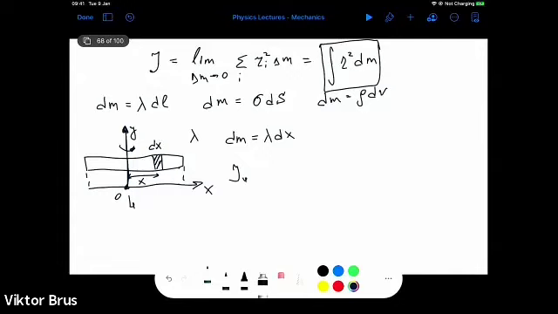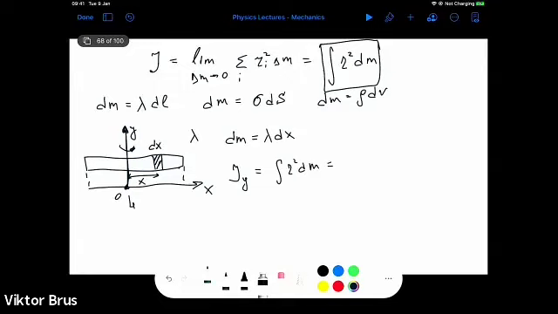So, moment of inertia about axis y. Keep in mind, you always need to specify about which axis of rotation you calculate your moment of inertia, because as I mentioned before, it will be different for different axes of rotation. It will be the integral of r squared dm. It's like our general equation.